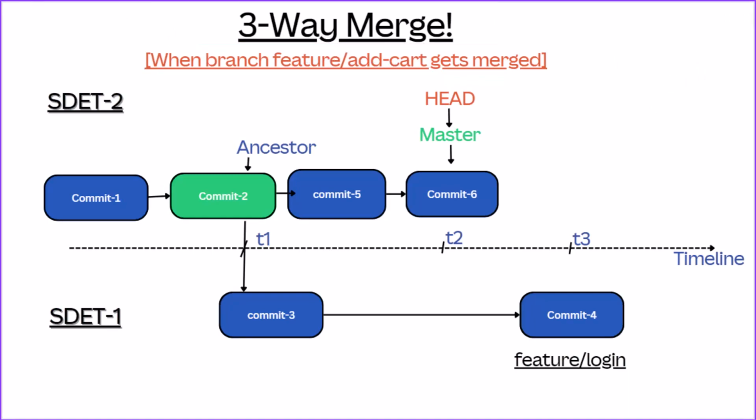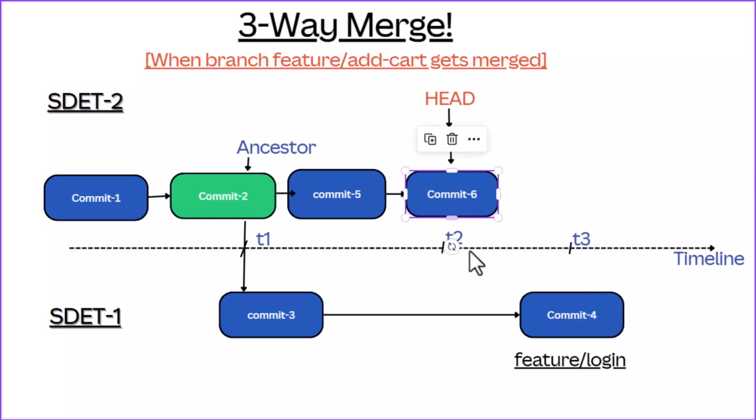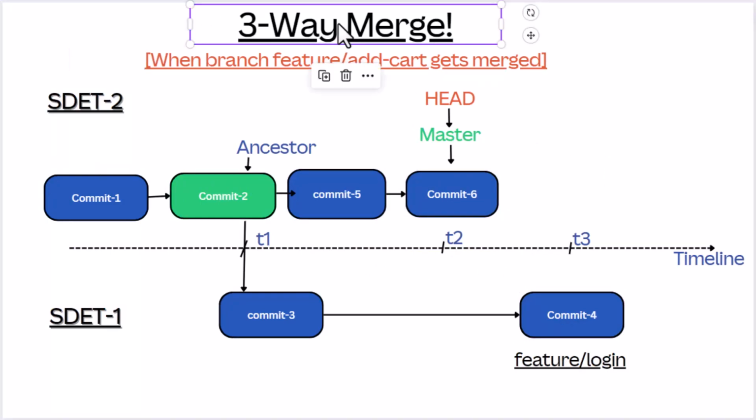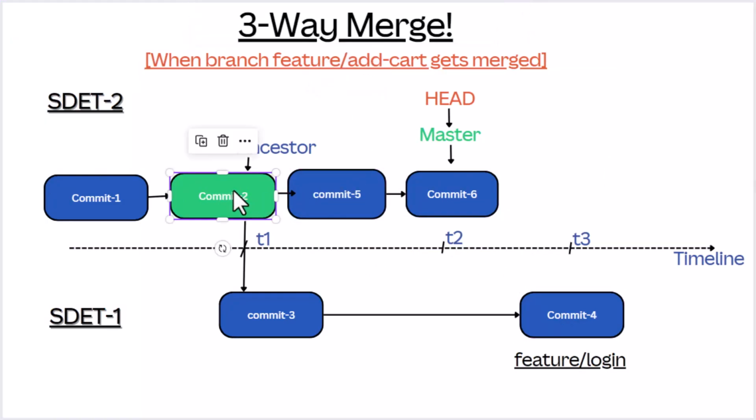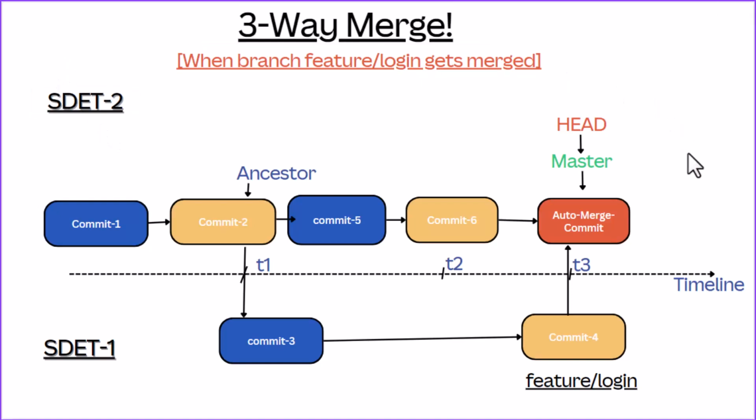Let's see that. There are a couple of things which will happen due to three-way merge. First, Git will create an automatic commit object and place it after commit 6 in the master branch. For that automatic merge commit, commit 6 and commit 4 will act as the parent commits. And why do we call it three-way merge? Because the ancestor commit, the latest commit on the master branch, and the latest commit coming from the feature branch get involved in creating this new automatic merge commit, and the complete picture will look like this after the merge.